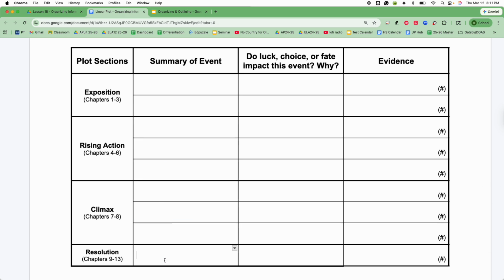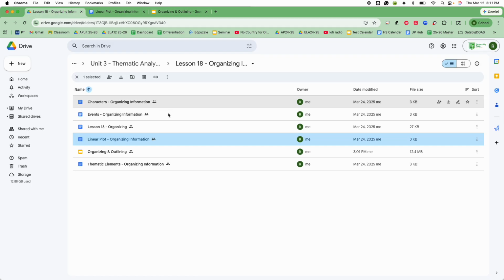Some advice for you. I would start by thinking about which events are the most important in these sections. Do so by going through your note sheets. Review your note sheets, review the slides that have been posted. It's the same for the others.